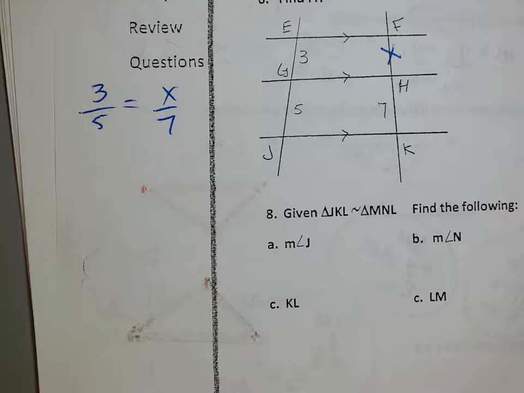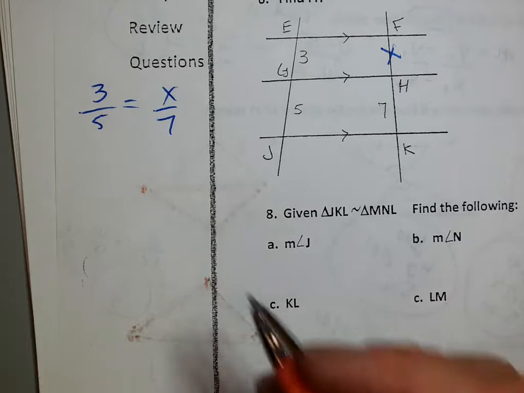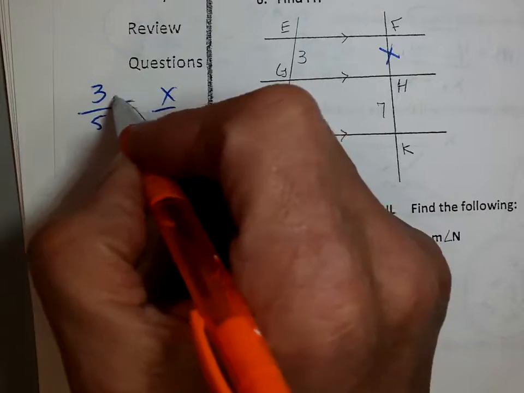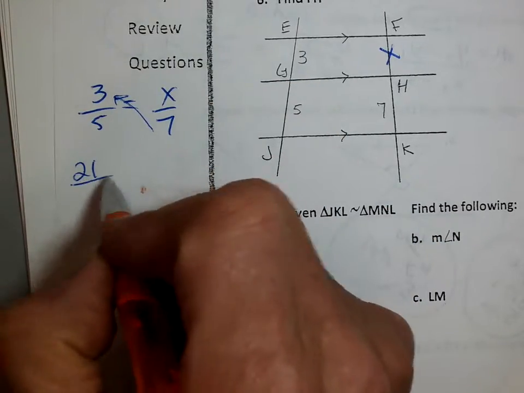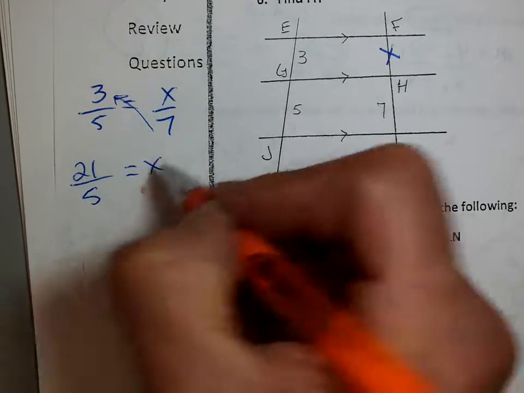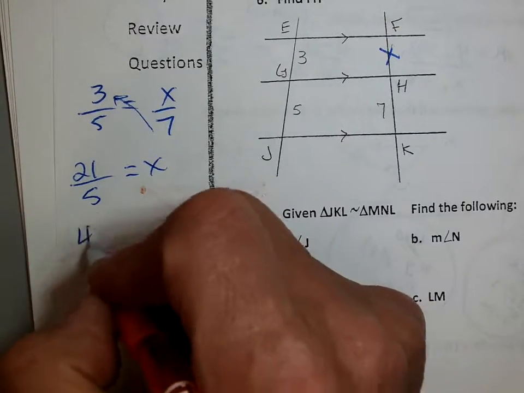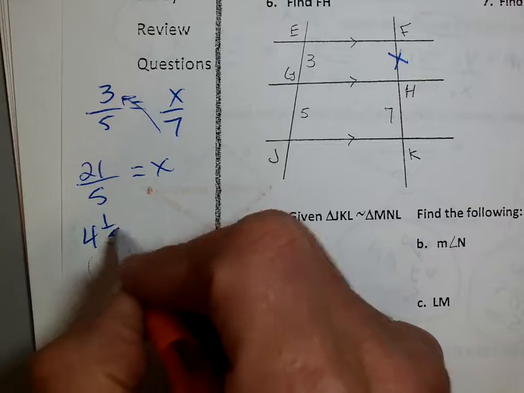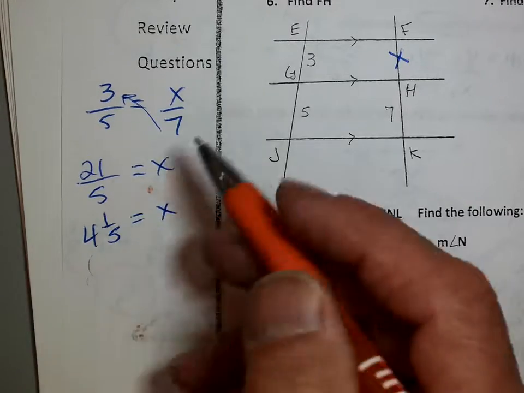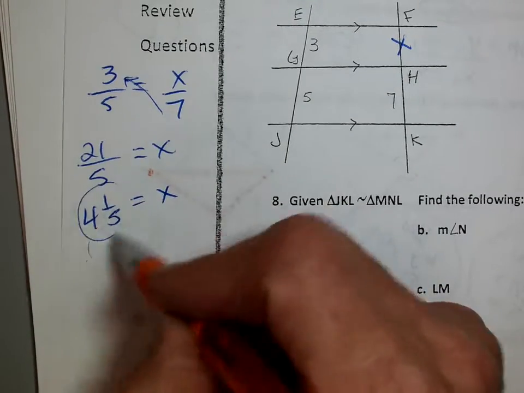That's mostly what this test is about, right? Cross multiply. I'll bring the 7 up here. I'll go 21 over 5 equals x. Let's see, what's that? A 4 1/5? That's a 4 1/5, I believe, right? 5 goes into 21 four times with 1 left over, 4 1/5.